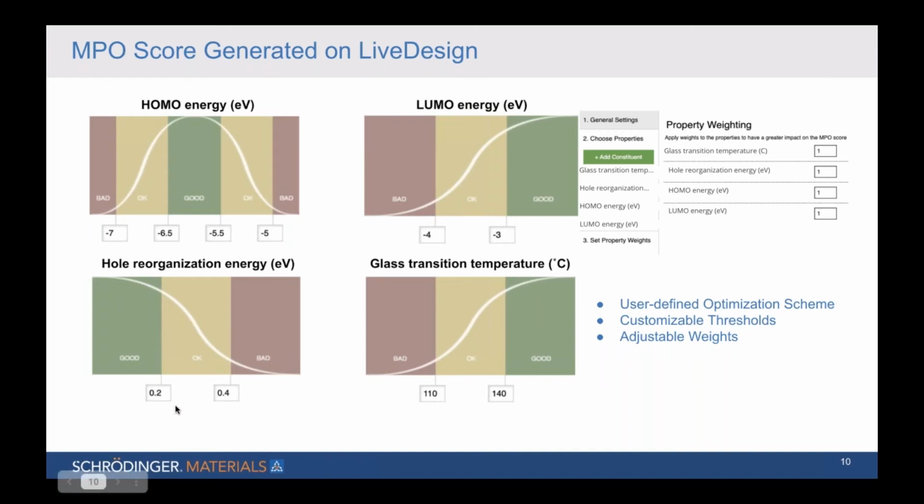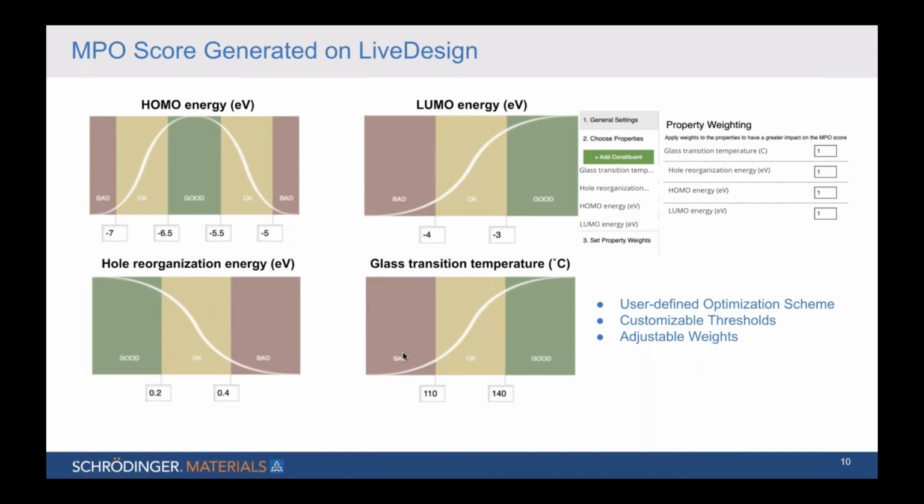So here, what the user can define: for example, if it's below 0.2, that's good. If it's above 0.4, it's bad. And for glass transition temperature, we want to maximize it. So here we're setting, if it's above 140 Celsius, it's good. If it's below 110, it's considered bad.